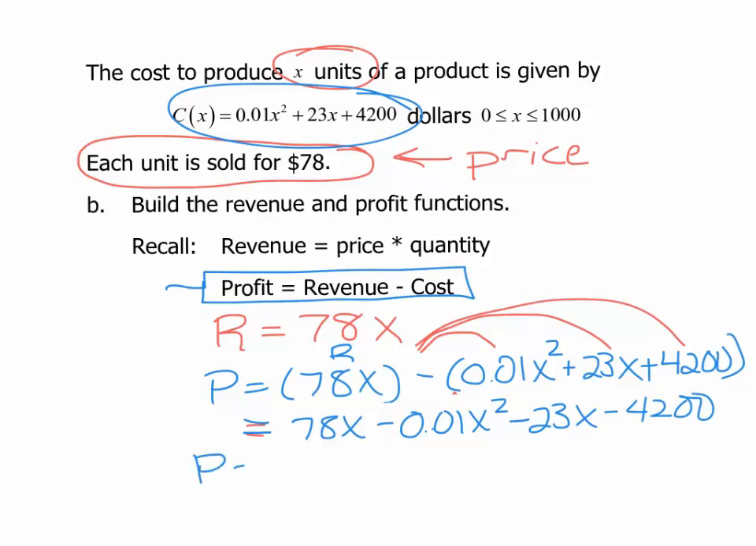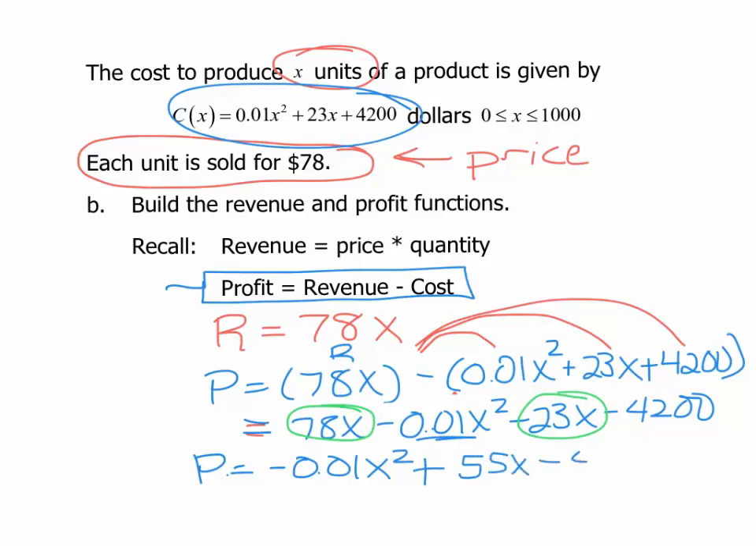And if we collect like terms, and I'm going to put them in descending order, so I'm going to put this term first. I'm going to have negative 0.01 x squared. And then here I've got the 78x minus 23x. So that's going to give me plus 55x and then minus 4,200.